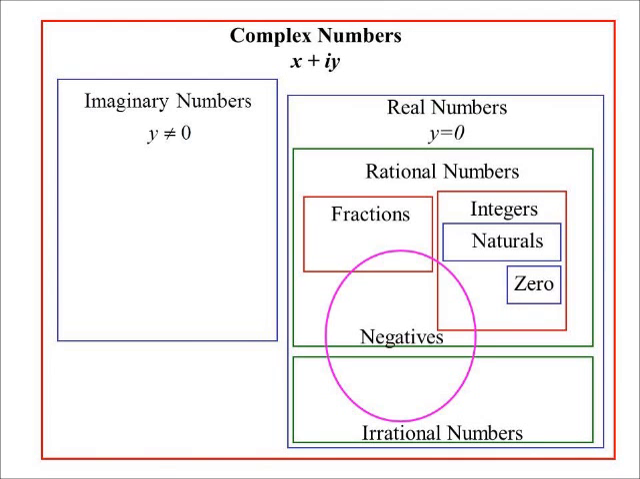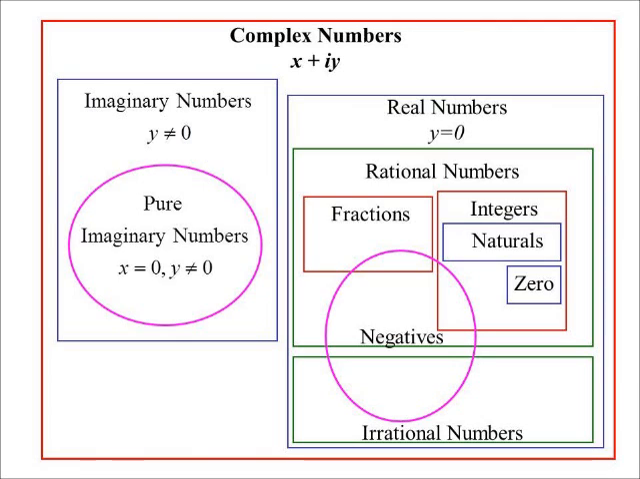And sort of overriding all these, we could have negative numbers as well, because we could have negative fractions, we could have negative integers, we could have negative irrational numbers, and so on. So all our real numbers can be broken down into all sorts of different types of numbers. So now we've got this new type of number, the imaginary numbers. And inside there, we've got our pure imaginary numbers. That's pretty much it. Okay?